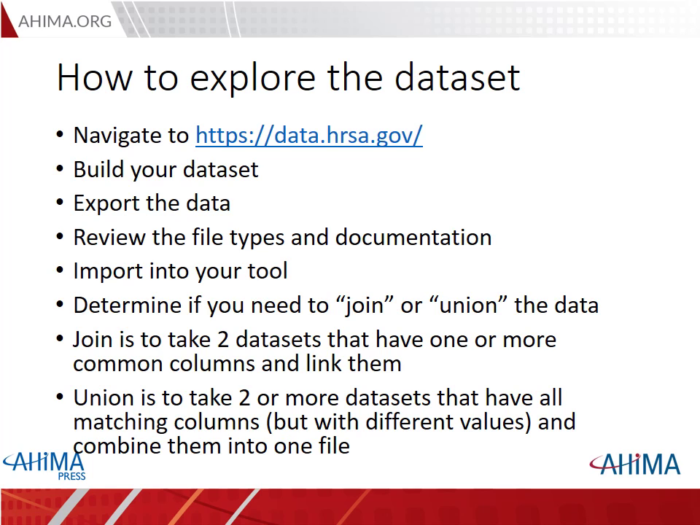Join is to take two data sets that have one or more common columns and link them by that common column. A union is to take two or more data sets that have all matching columns, but with different values, and combine them into one file. So if there are separate data sets for different years, like 2014, 15, 16, and so on, and the columns or the structure of that data file is exactly the same, you would use a union instead of a join.